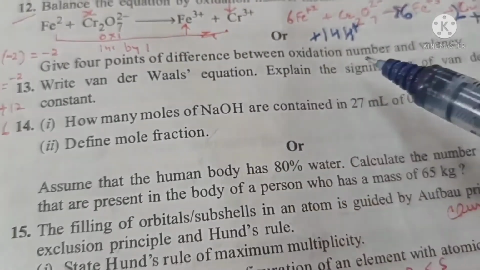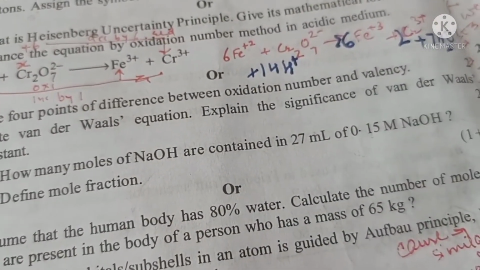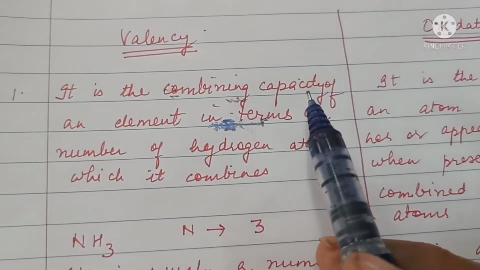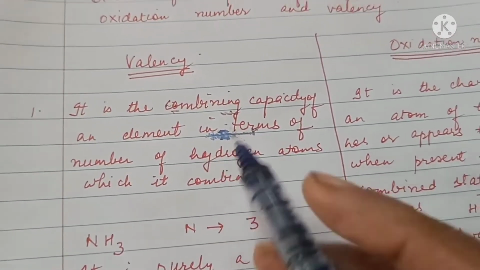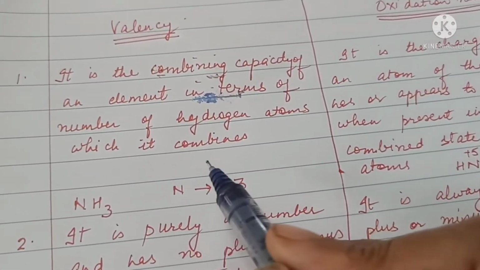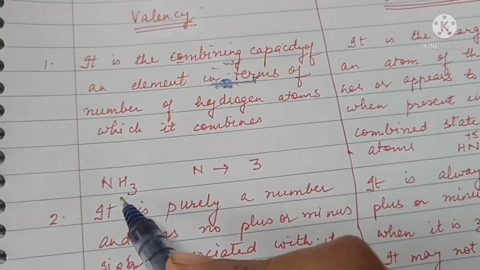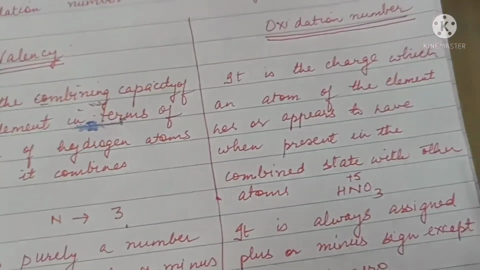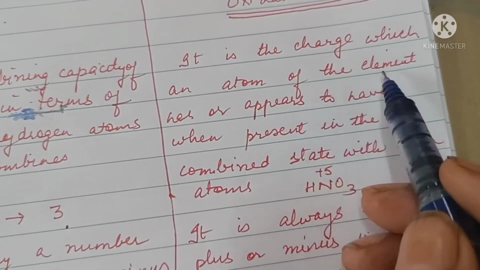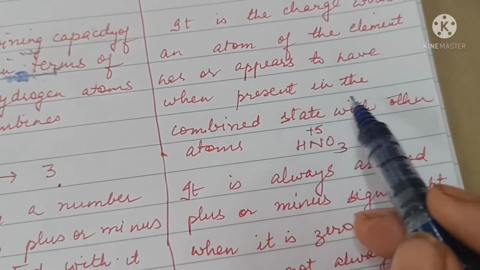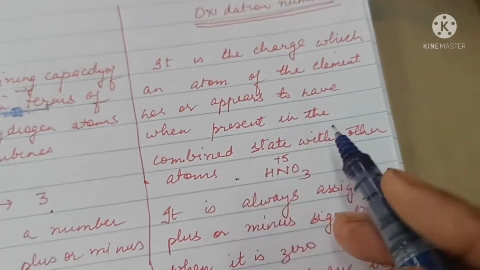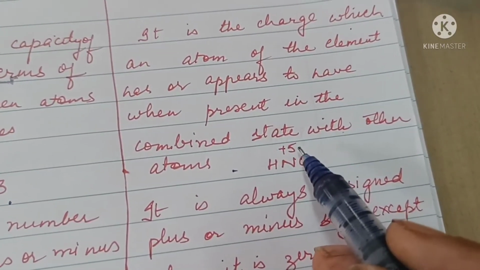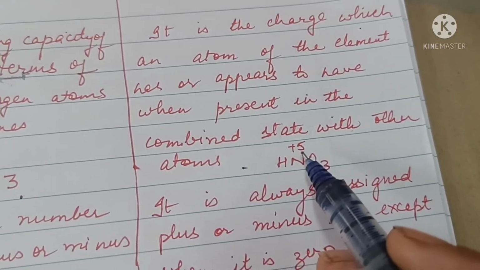Give 4 points of difference between oxidation number and valency. So valency is the combining capacity of an element in terms of number of hydrogen atoms with which it combines. So in ammonia, nitrogen combines with 3 hydrogen atoms, so its valency is 3. Oxidation number is the charge which an atom of the element has or appears to have when present in combined state with other atom. For example, in nitric acid, nitrogen appears to have +5 oxidation charge. So it's the oxidation number.